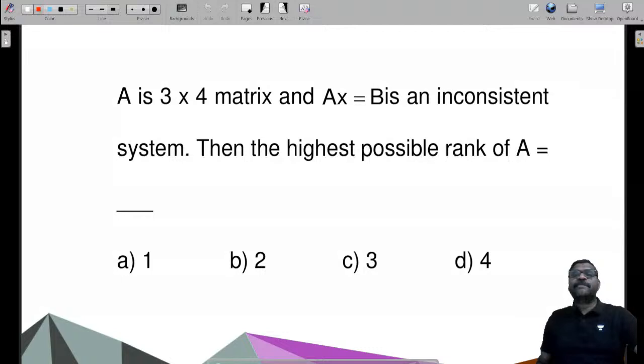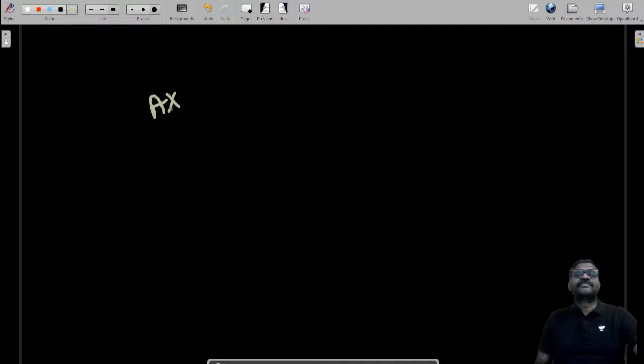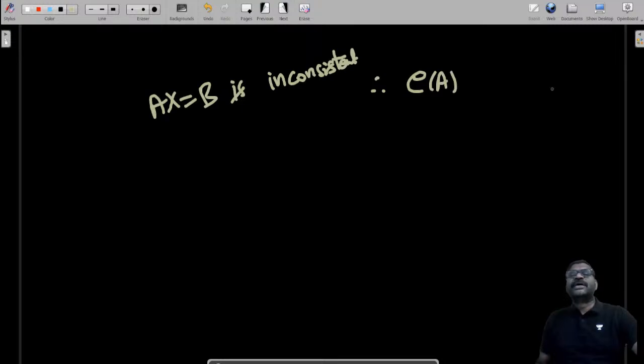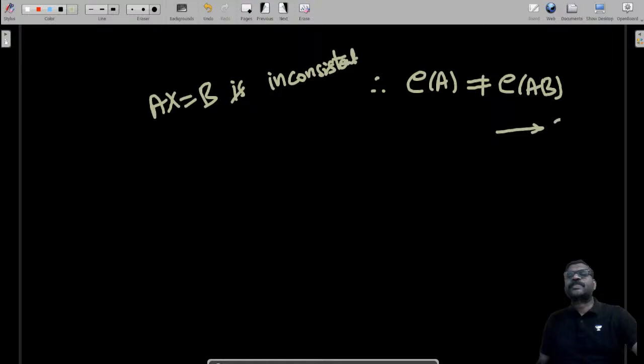But your question is maximum possible rank of coefficient matrix A. Now observe another hint. Ax equal to B is inconsistent. Therefore, rank of A not equal to rank of AB. Called it equation 2.